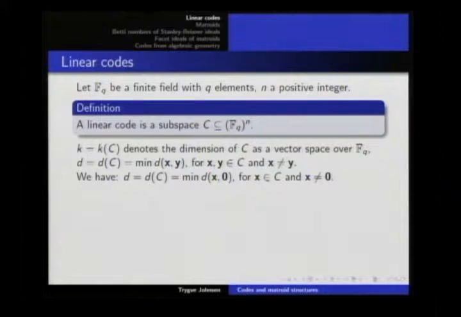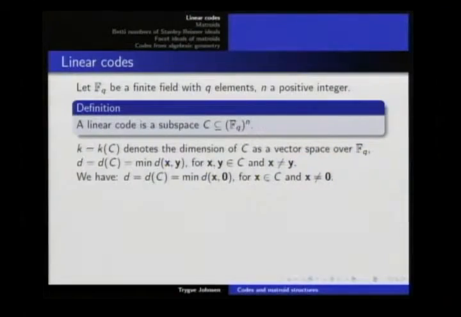So what is a linear code? Let F_q be a finite field with q elements, so q is a prime power, and n is a positive integer. For many of you, this will of course be well known, but I will introduce it. A linear code is a subspace C of F_q to the nth power. So it's a set of words with n letters in each word, and the letters are taken from an alphabet, which is a field.